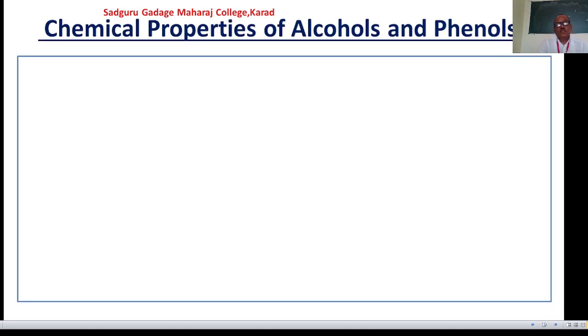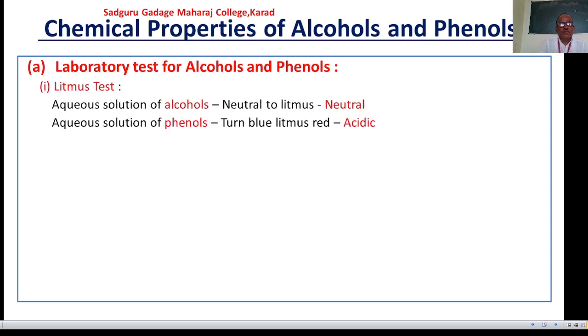Then we have to study the chemical properties of alcohols and phenols. The first property is the laboratory test for alcohols and phenol. The first test is the litmus test. If you take an aqueous solution of alcohol and dip blue litmus or red litmus, there is no change in the color of the litmus paper. Therefore it is neutral. So alcohols are neutral in nature.